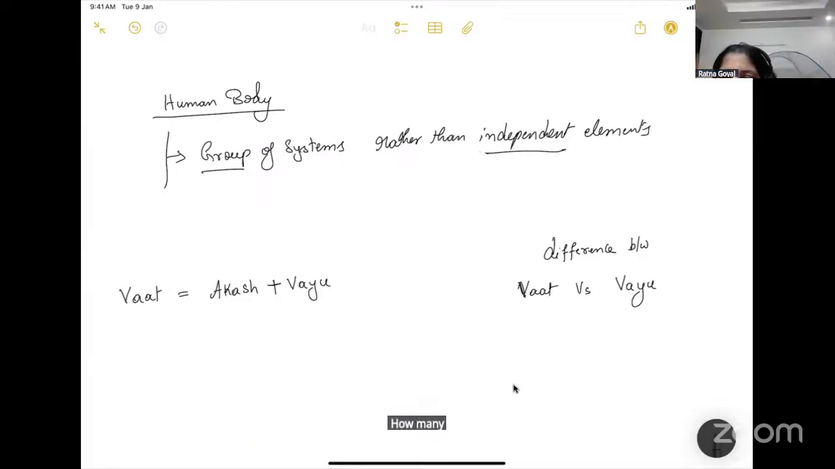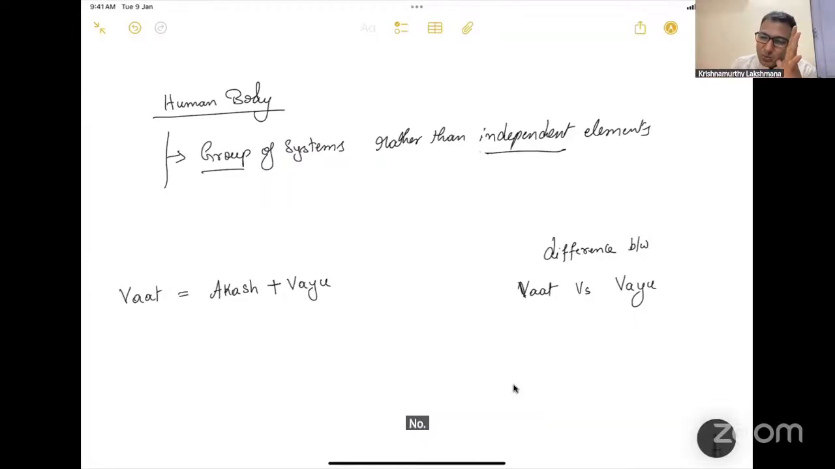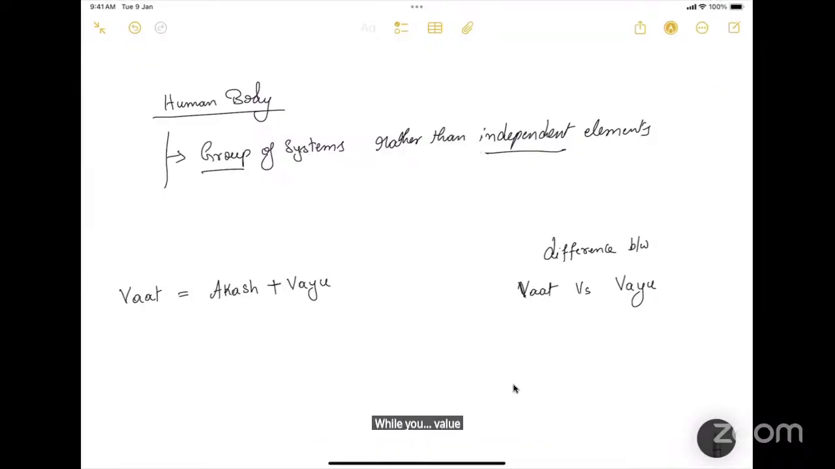How many of you think it is correct? Low or high speed is... Sir, imbalance of both Vayu and Akash. What is Vayu and what is Vat? Is it the same? Vayu, Vat is stagnant.